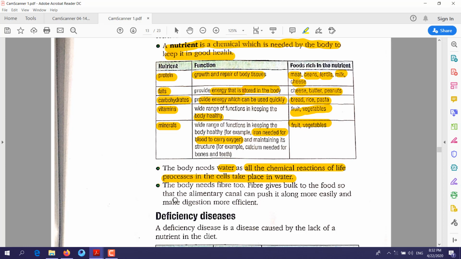Then the last thing, which is fiber. Our bodies also need fiber. Why? Because when this food is digested, or while it's passing through the alimentary canal, fiber gives bulk to the food, so the alimentary canal can push it along more easily.